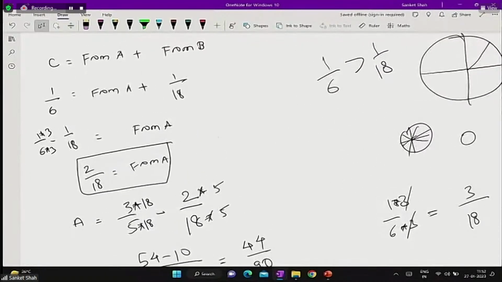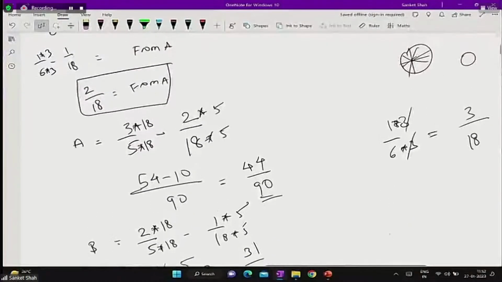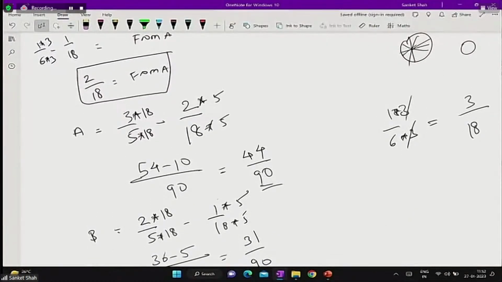From A, from B. So from 1 by 6, from A we are not known, so 1 by 6 minus 1 by 18. Easier ratios, please do the practice. 44 is to 31 is to 15, out of 90.